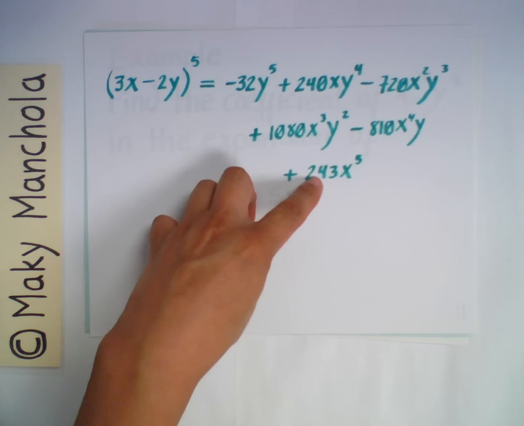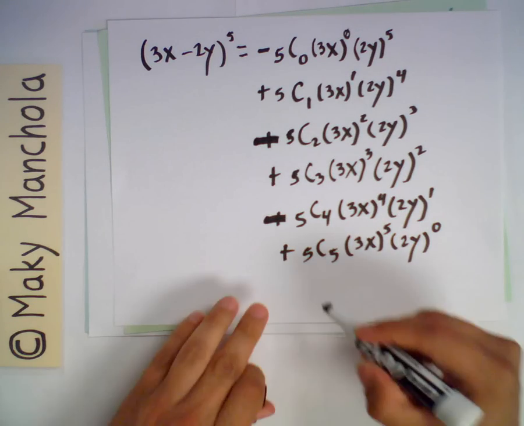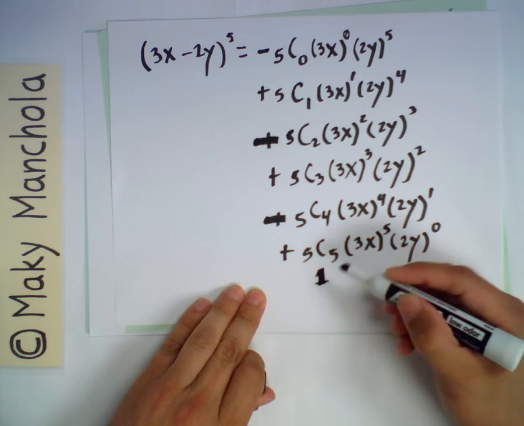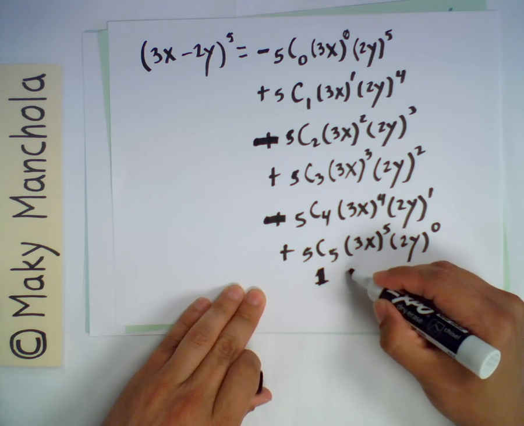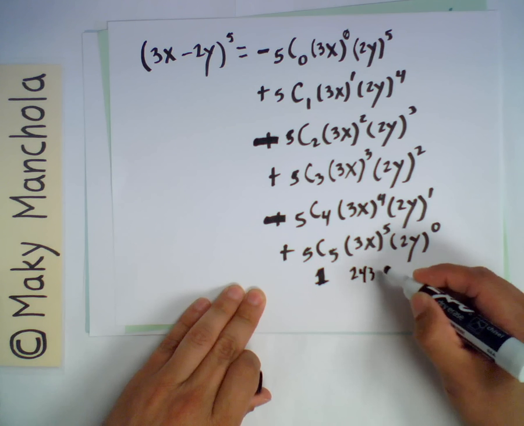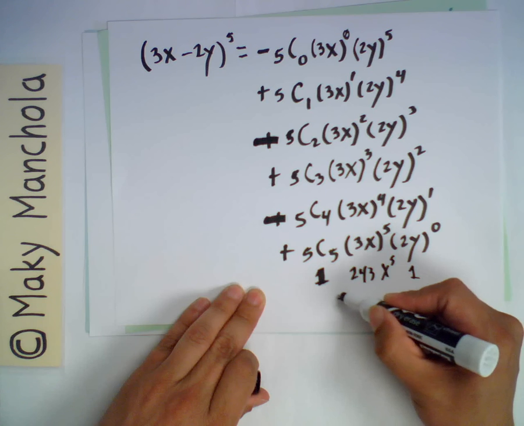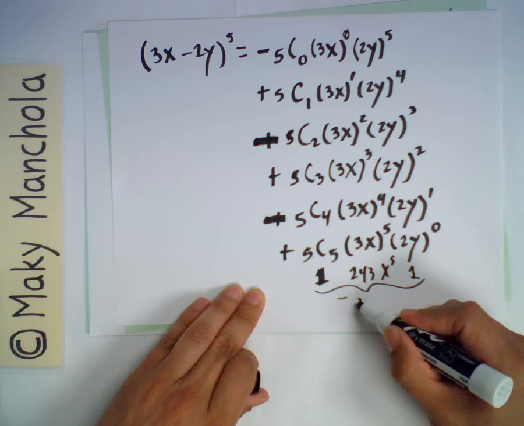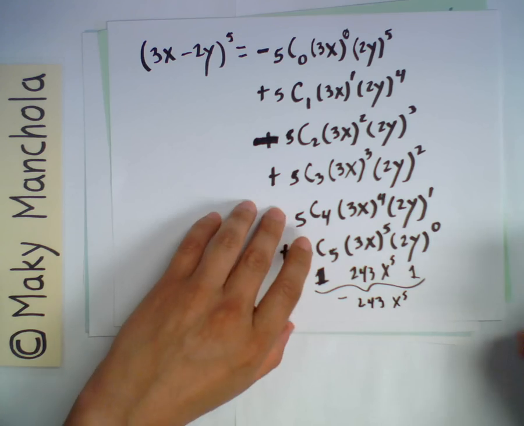We maybe could inspect this one very quickly here. 5 choose 5 is 1. 3 to the fifth is 243, and then you have x to the fifth, and then 2y to the 0 is just 1. So at the end, this term is just 243x to the fifth, as our answer shows.